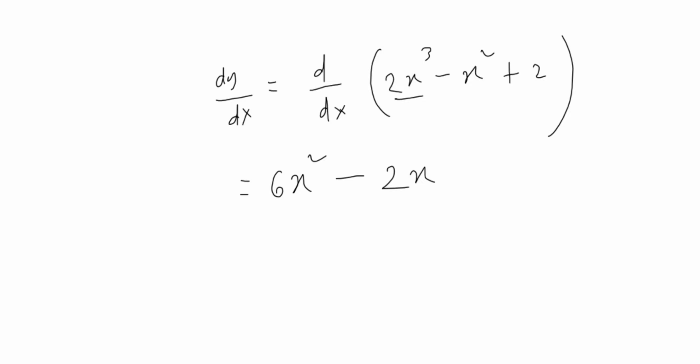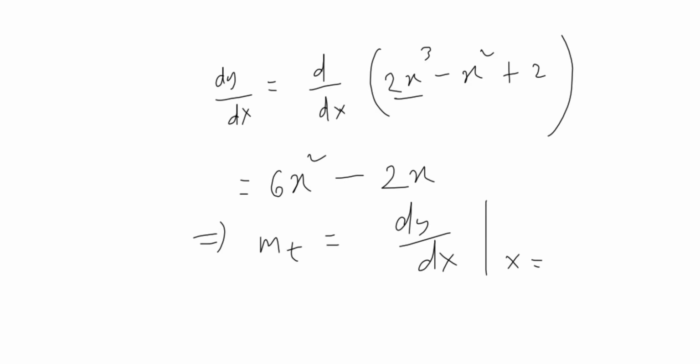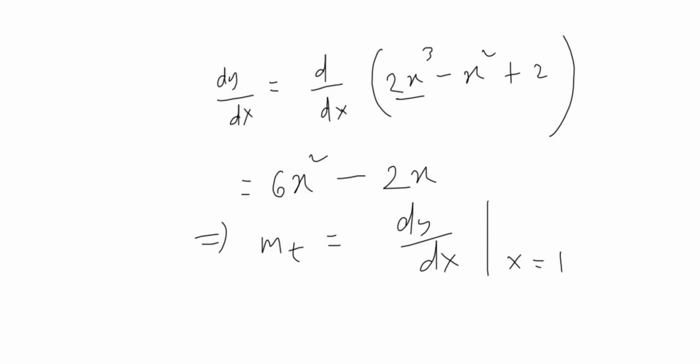Okay. Now, this implies that mt, which is our gradient, is equal to this derivative, dy/dx. And now we have to evaluate this derivative, obviously, at the x coordinate of our given point. Let's look at our given point. Our given point is (1, 3). And we have to then evaluate our derivative here at the x coordinate of that point, which is 1. So evaluate it at x is equal to 1.